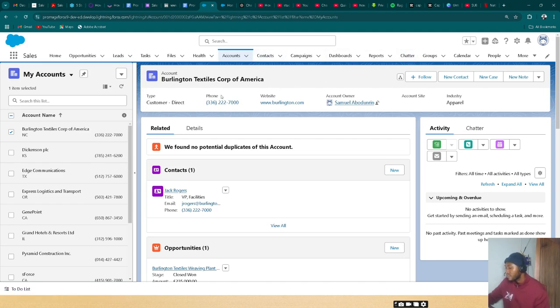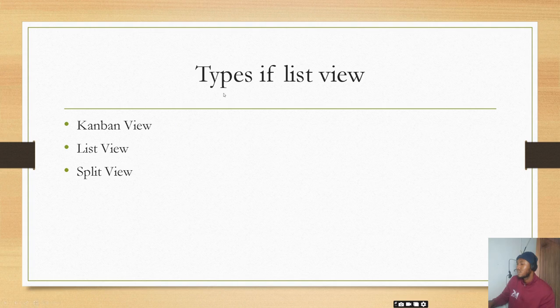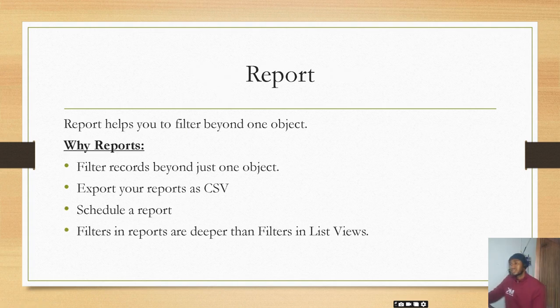Okay, so moving on, the next thing we want to look at now is reports, which is one of the main subjects for today. So reports help you filter beyond one object. That's the difference between report and list view. It helps filter beyond one object and it helps you go deeper. Okay, can you see what we have there? Why reports? Filters beyond one object. You can use it to export as CSV, schedule a report, and filters in reports are deeper than filters in list view.